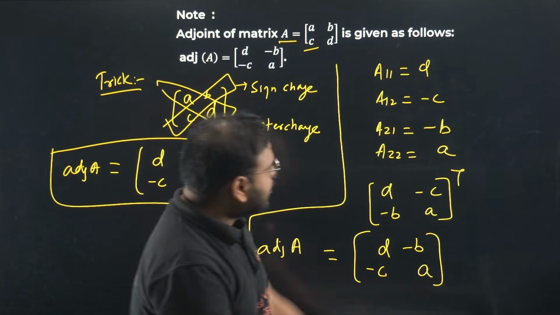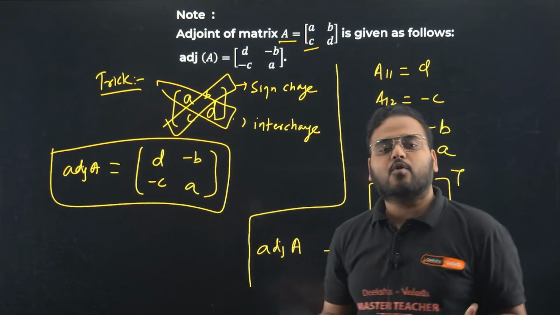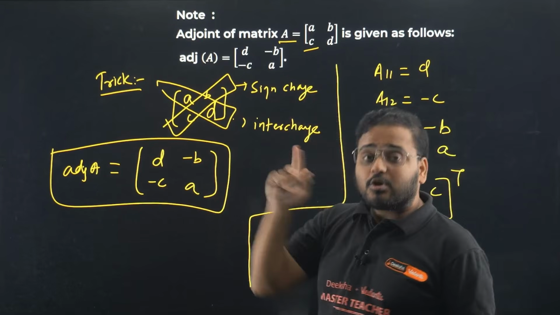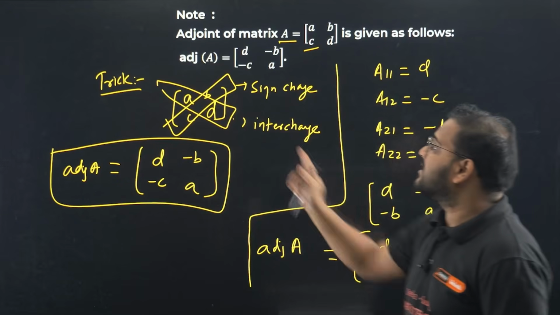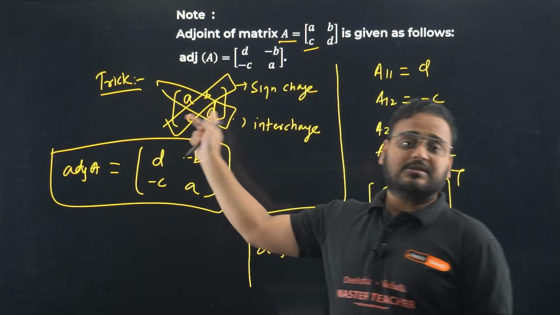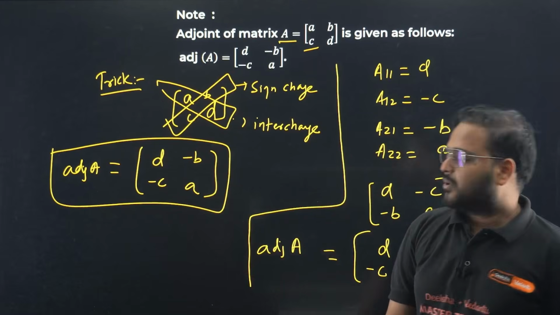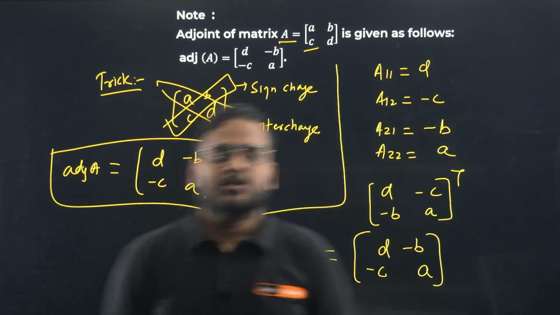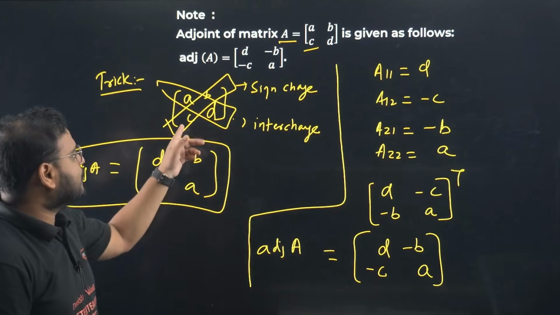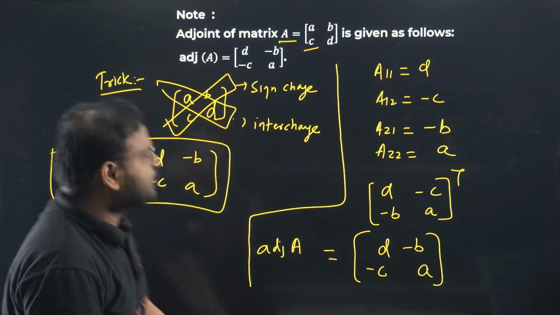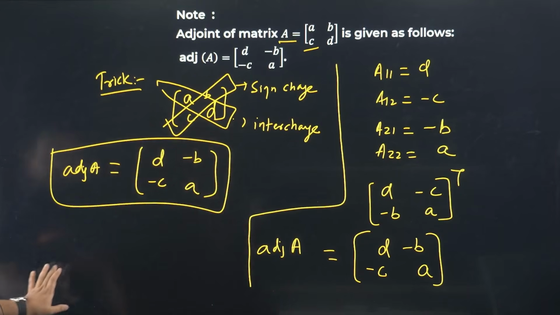So no need to do all of this, no need to find any of the cofactors, nothing. Just one trick. For a 2 cross 2 matrix, the adjoint is simply given by swapping the values across the diagonal and changing the sign of the other elements. Non-diagonal elements have their sign changed, and diagonal elements are interchanged. Okay, that's your result. Let's move on now.